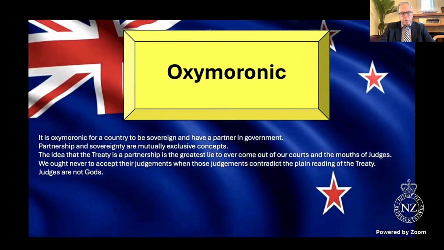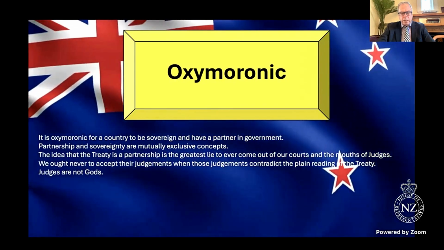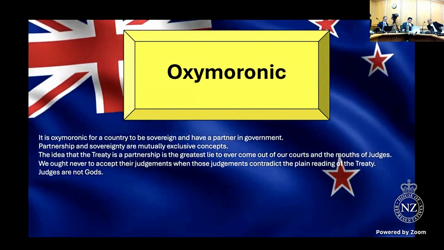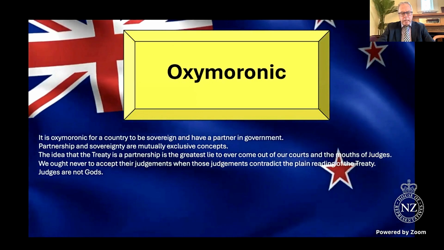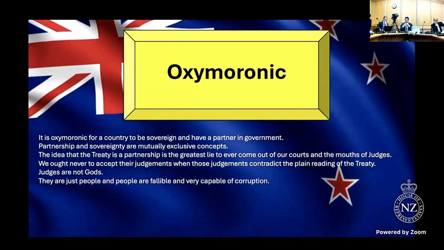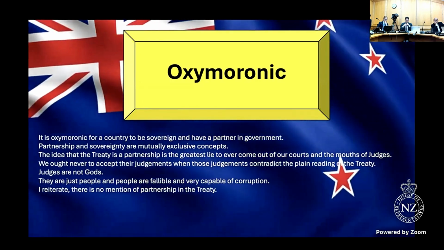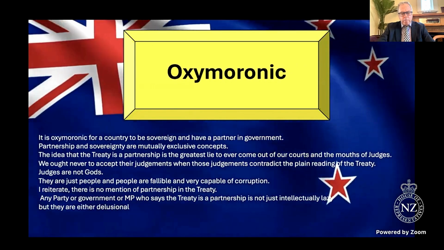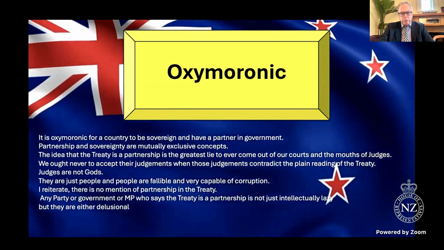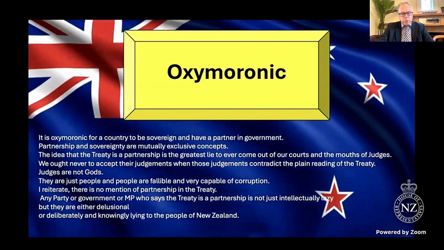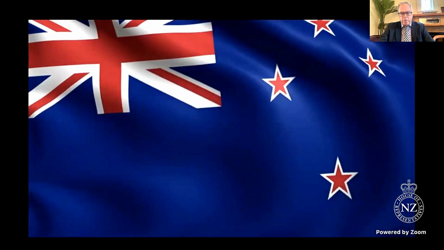The idea that the treaty is a partnership is the greatest lie to ever come out of the courts. We ought to never accept their judgment when these judgments contradict the plain reading. Judges are not gods. They're just people, and people are fallible and very capable of corruption. I reiterate, there is no mention of partnership in the treaty. Any party or MP who says the treaty is a partnership is not just intellectually lazy, but they're also delusional or deliberately and knowingly lying to the people of New Zealand.